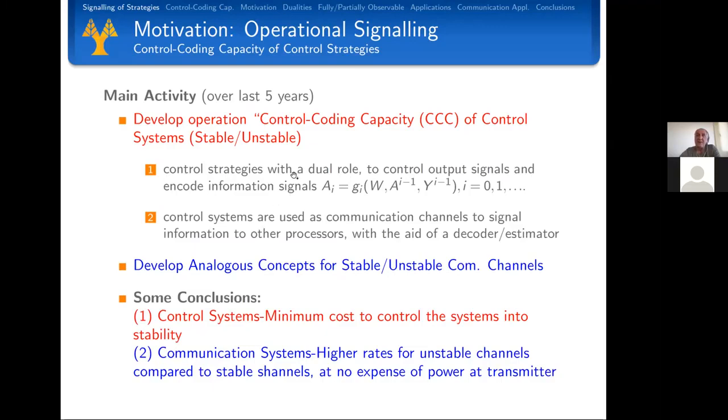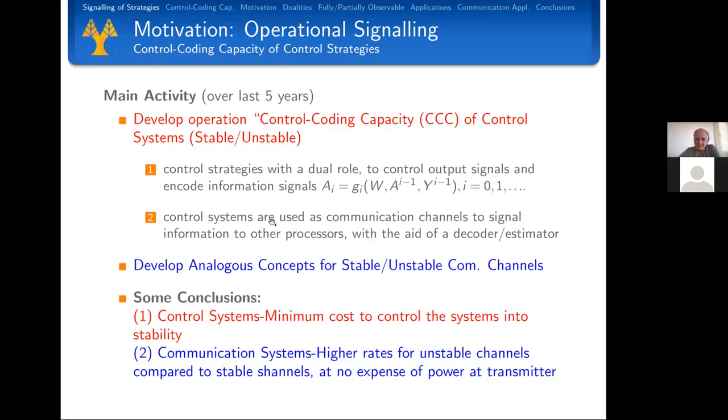So basically, if you use this definition in classical control theory, then that means control systems act as communication channels to signal information from one processor to another processor, with the aid, of course, of encoders and decoders. The difference from Shannon's coding capacity is that sometimes you also need the controller part of the encoder. And without the controller, you will not even have achievable rates.